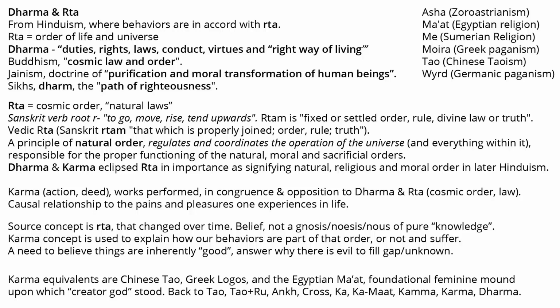So the Rota is the cosmic order, the natural laws. In the Sanskrit verb root, the R is to go, move, rise, tend upwards. Artan is fixed or settled order, rule, divine law or truth. The Vedic Arta is the Sanskrit Artam, that which is properly joined, order, rule, and truth. Again, order, truth, law, ma'at, same damn thing.